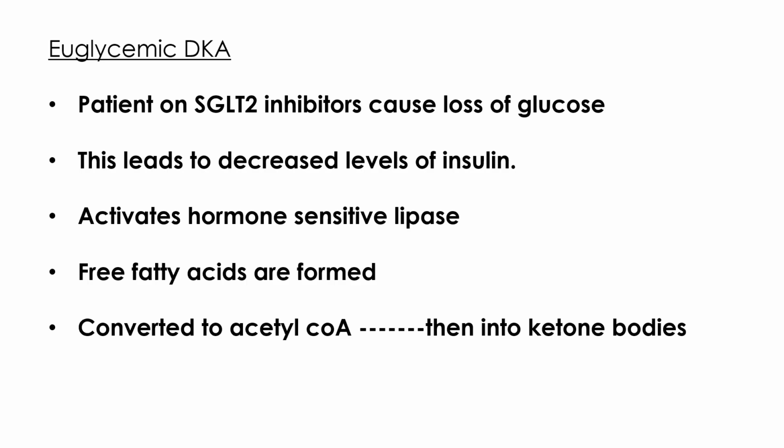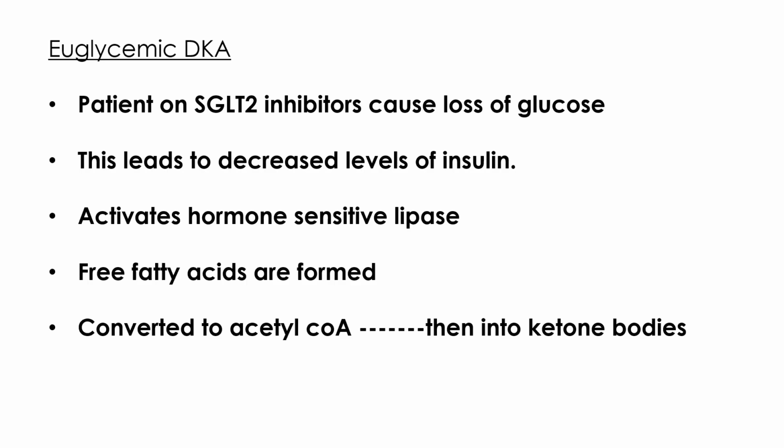That means when a patient is on SGLT2 inhibitors, he will have glucosuria. So the glucose levels in these patients will be either low or normal. So there will not be any insulin production. And since insulin is not produced, it activates hormone sensitive lipase. Hormone sensitive lipase causes production of free fatty acids.